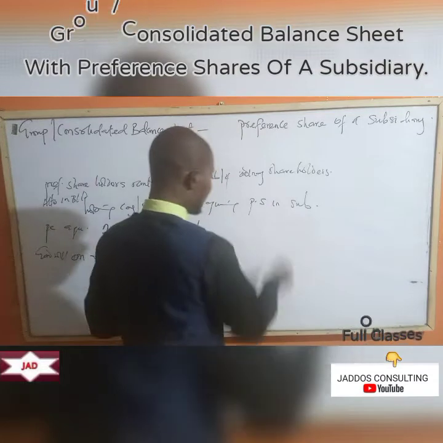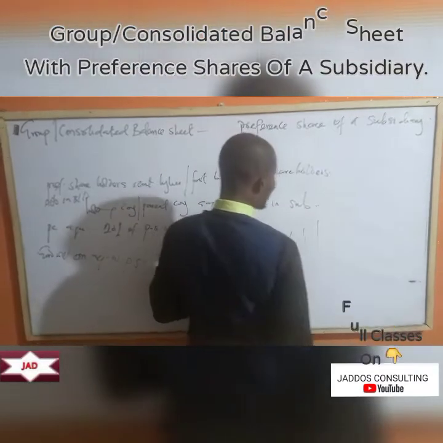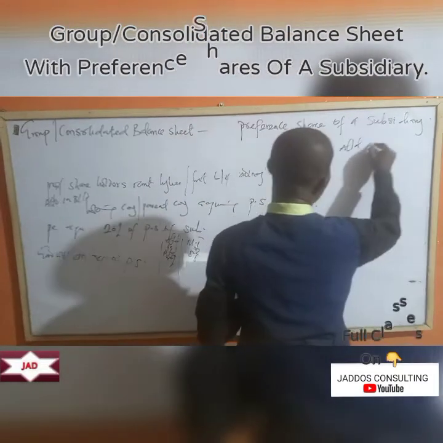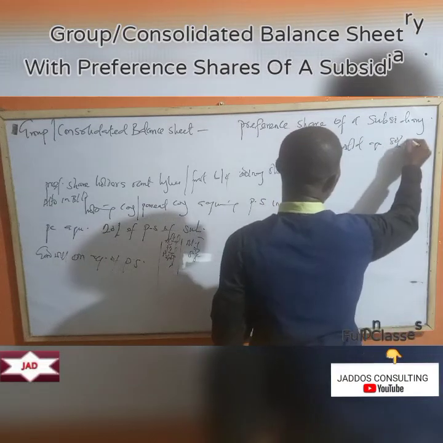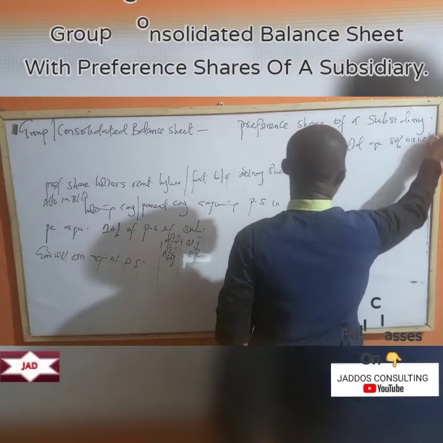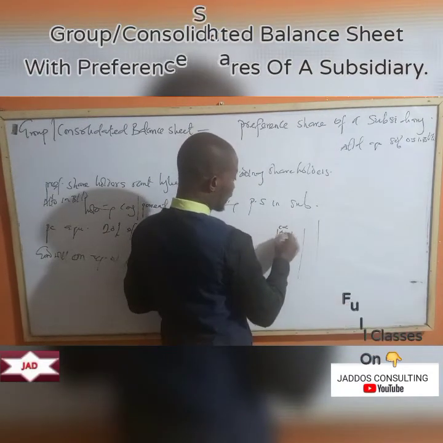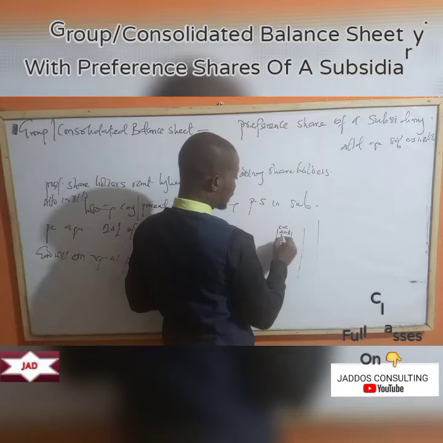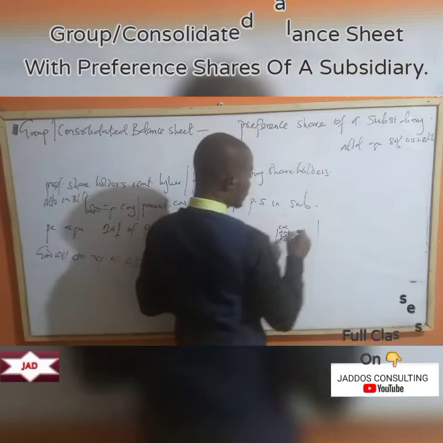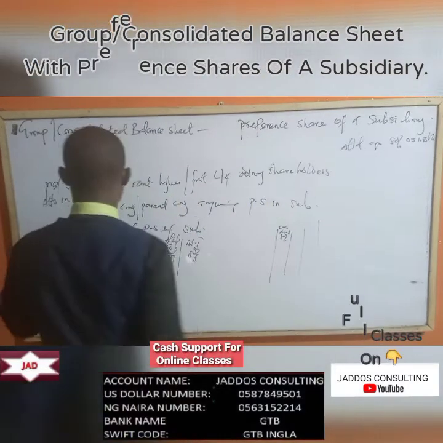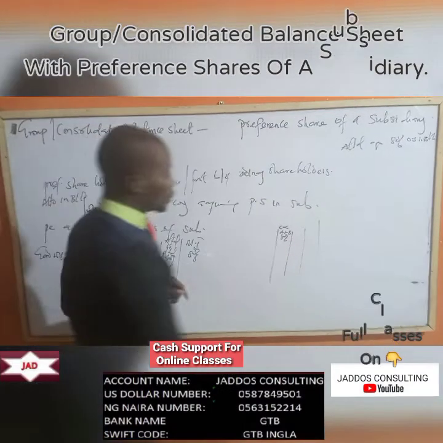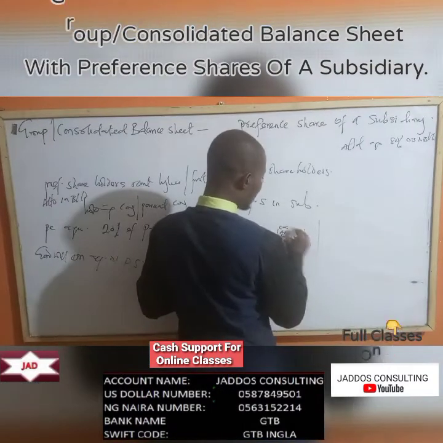So what I'm saying is this. Let's assume that A Limited acquires, let's say, 80% ordinary share in B Limited. Of course, that means you're going to have cost of control, which is A in B, 80%, right? Now, if there's a preference share, let's say preference share acquired is 20%, right? So we're going to have another one now for preference share. This is for ordinary share.